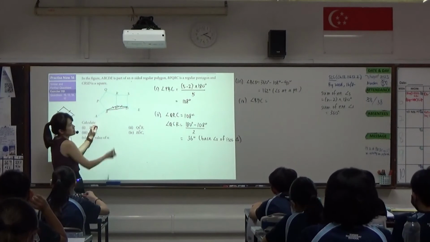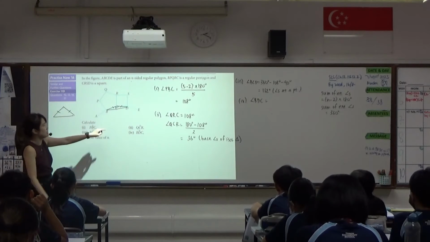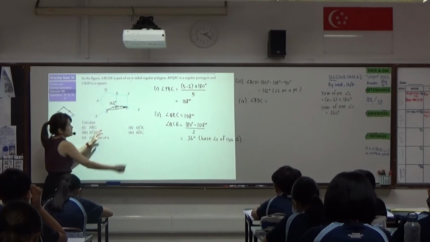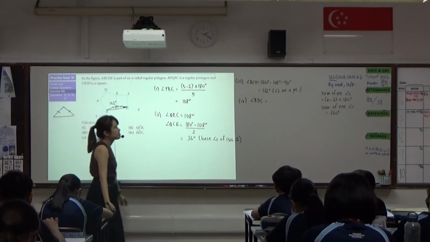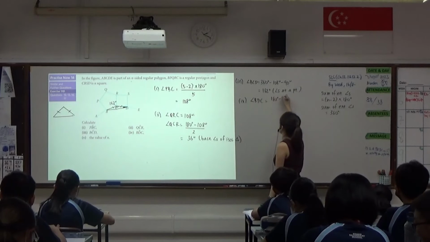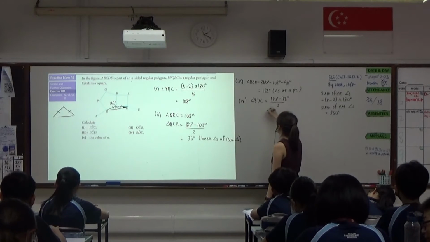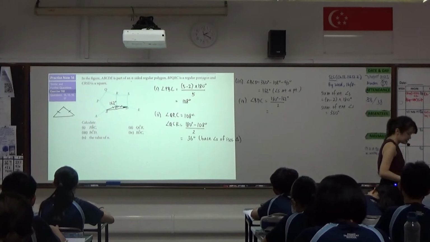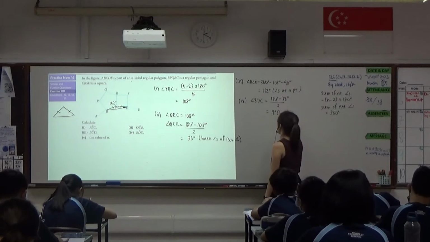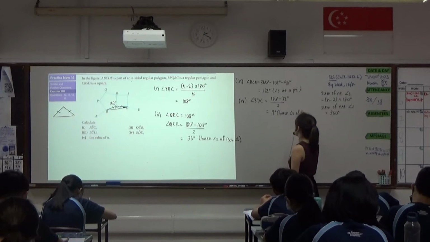I know that this is actually 162 already from part 3. So how do I find out what is angle BDC? Okay, thank you very much. Okay, 180 minus 162 divided by 2 and you'll get 9 degrees, using base angles of an isosceles triangle.